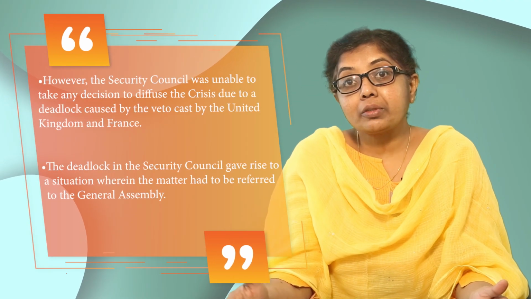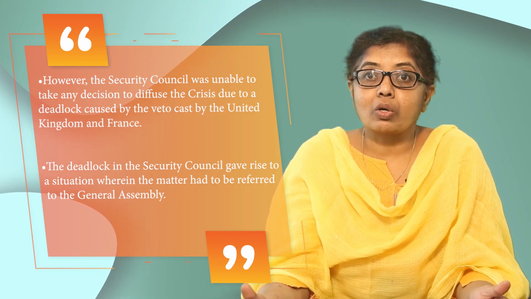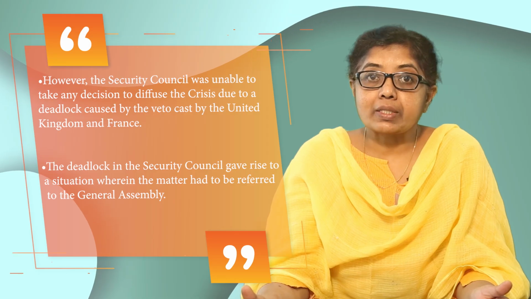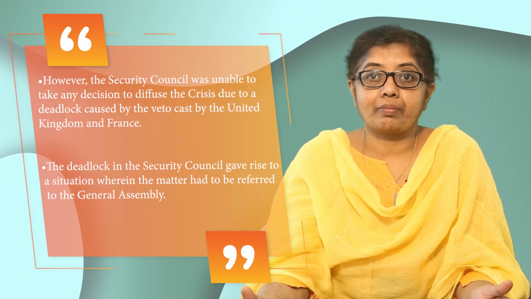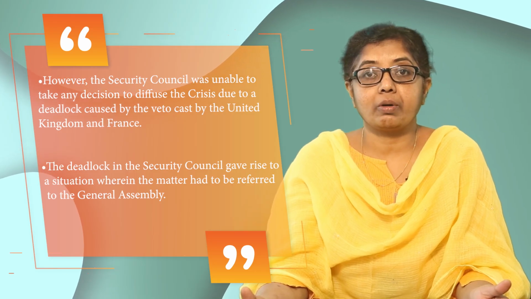In the UN system, all matters relating to maintenance of international peace and security are primarily the concern of the Security Council. Hence, the Suez Crisis too came up for discussions in the Security Council. However, the Security Council was unable to take any decision to defuse the crisis due to the deadlock caused by the veto cast by the United Kingdom and France. Because they are Security Council permanent members, they have a veto power.